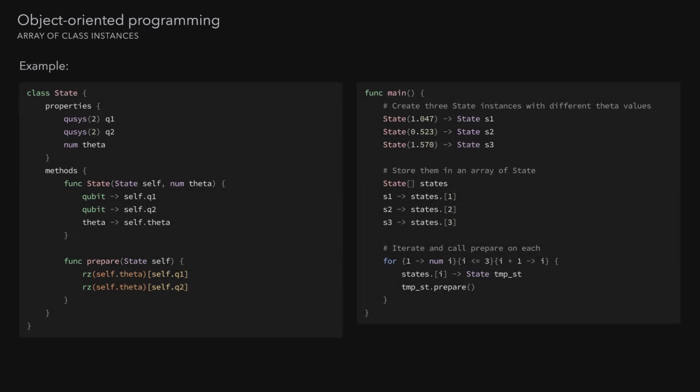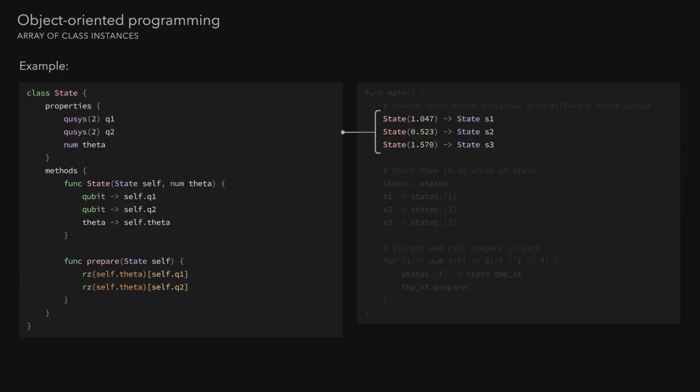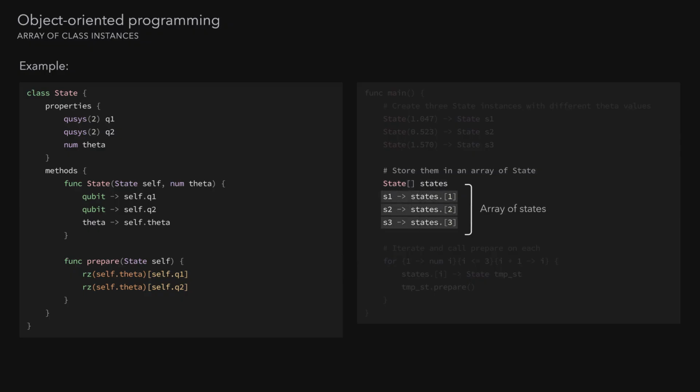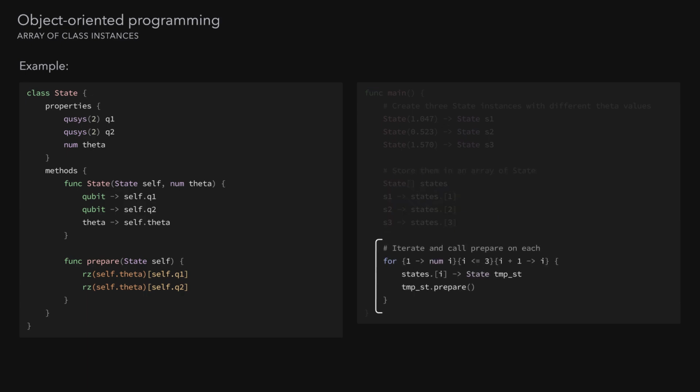You can group multiple instances of the same class into an array of classes. This is useful for managing a collection of related quantum objects. In this example, we store 3 instances of the class state with different theta values, initialize a 1-dimensional array of type state, store the 3 state objects in this array, then iterate and call prepare on each stored value.